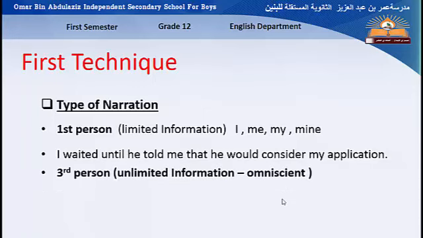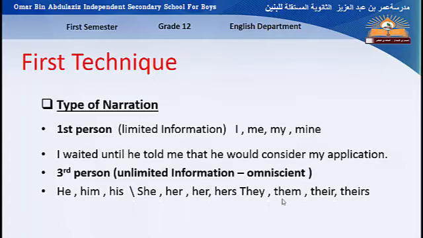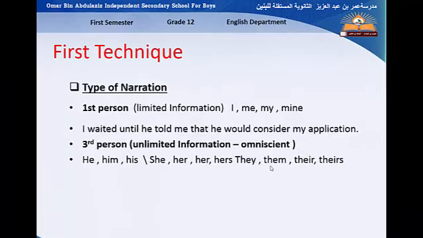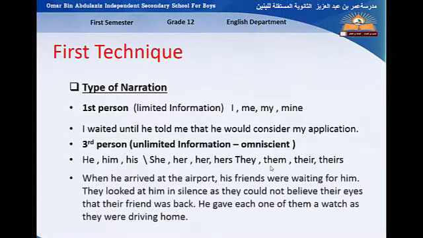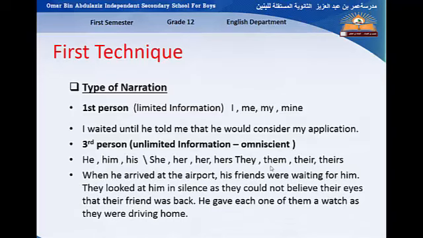Third person, unlimited information or omniscient. In the omniscient we use he, him, his, she, her, hers, they, them, their, theirs, all of these pronouns to reflect or describe the other characters. For example, when he arrived at the airport, his friends were waiting for him. They looked at him in silence as they could not believe their eyes that their friend was back. He gave each one of them a watch as they were driving home.